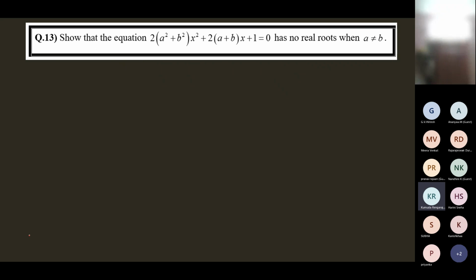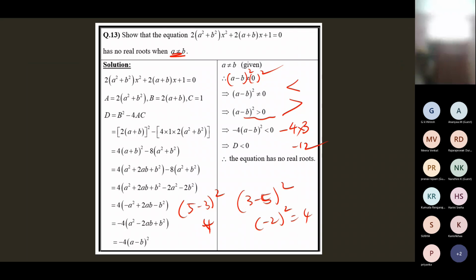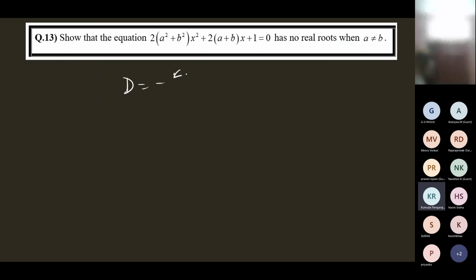Let me start from here. We get D is equal to minus 4 into a minus b the whole square. Let's start again from here. Now, children, it's given that a is not equal to b. That means a minus b, when you transpose, is not equal to 0. If a minus b is not 0, a minus b the whole square also will not be 0.